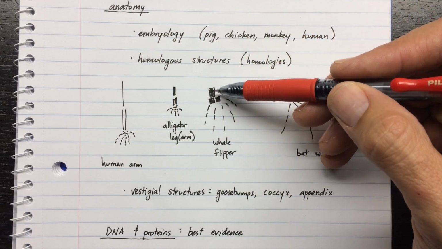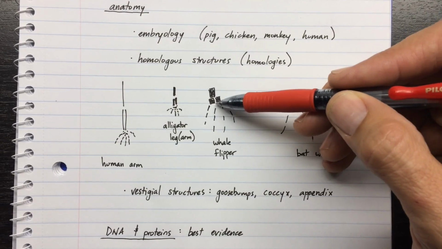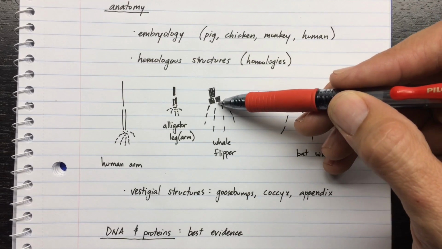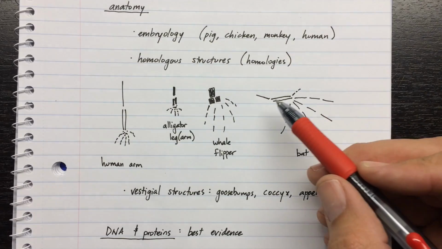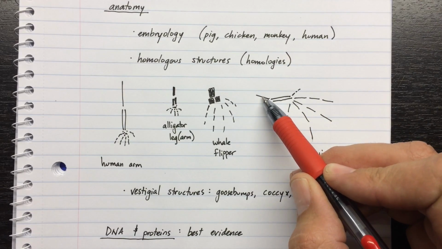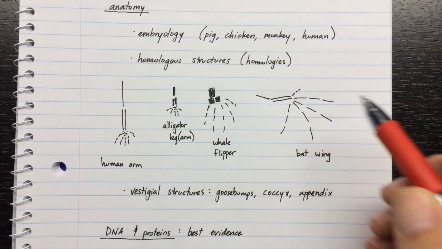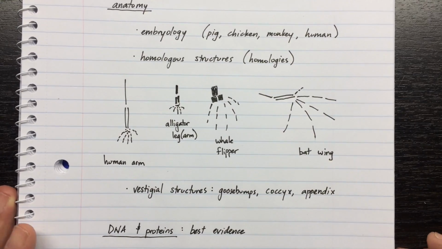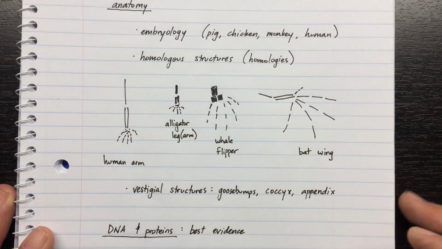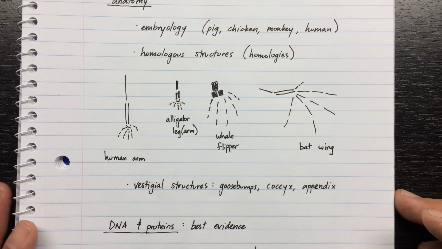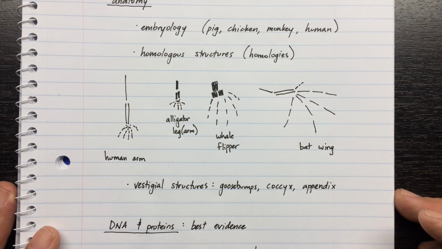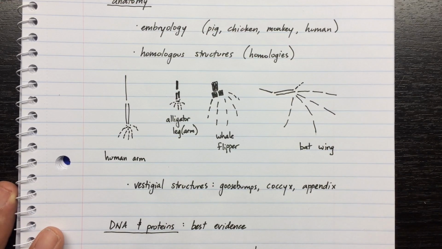The same thing is true in a whale flipper. 1 bone, 2 bones, several bones in the wrist area, or what would be our wrist area, and then 5 fingers. And then a batwing, you see the same structure. 1 bone, 2 bones, and then 5 fingers. Now this is evidence that humans, alligators, whales, and bats all descended from a common ancestor, and the reason we have that similar structure is because of that descent from the common ancestor.